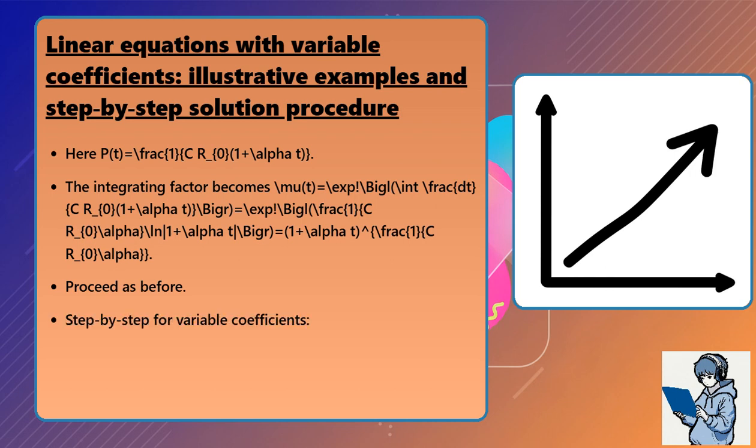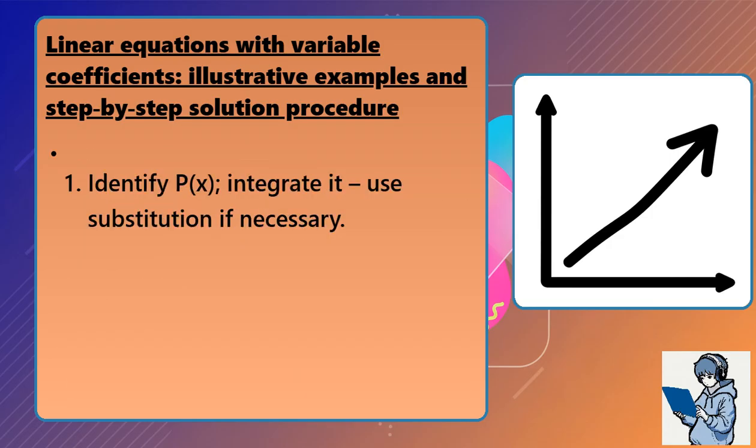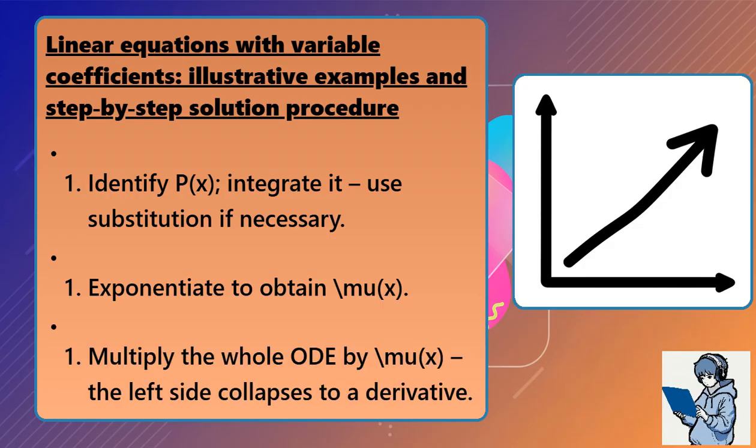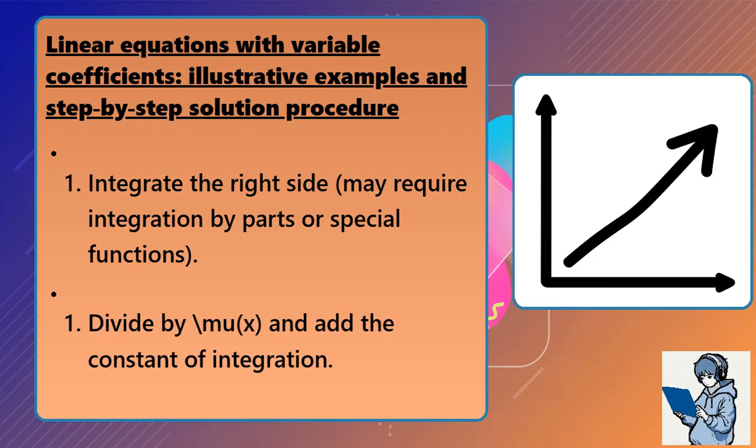Step by step for variable coefficients: Step 1, write the equation in standard form. Step 2, identify P of x. Integrate it, use substitution if necessary. Step 3, exponentiate to obtain mu of x. Step 4, multiply the whole equation by mu of x. The left side collapses to a derivative. Step 5, integrate the right side, which may require integration by parts or special functions. Step 6, divide by mu of x and add the constant of integration.